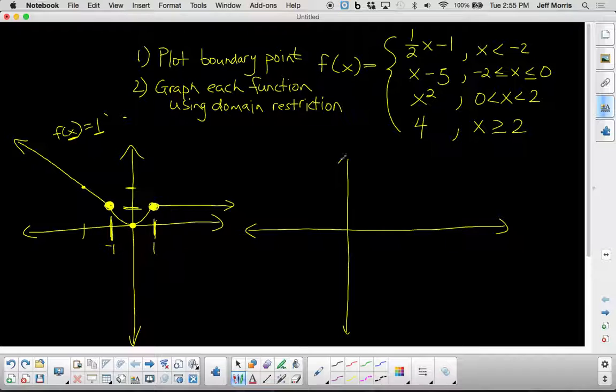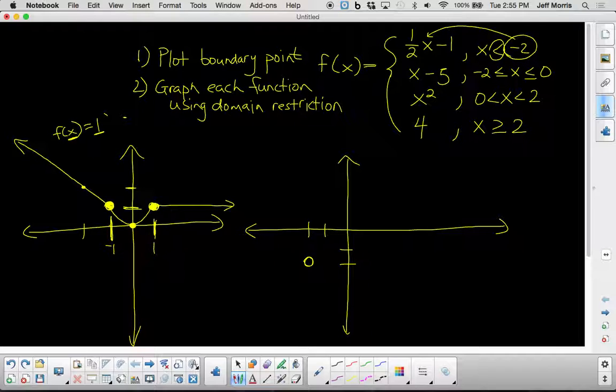4 pieces. All right, so I'm going to start by plotting this boundary point first, negative 2. So I'm going to plug it in. So what's 1/2 times negative 2? That's a negative 1. And then negative 1 minus 1 is a negative 2. So I'm going to have the point negative 2, and it is open. Why is it open? Because I have a less than.